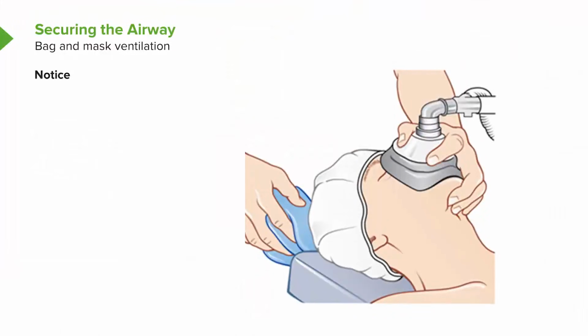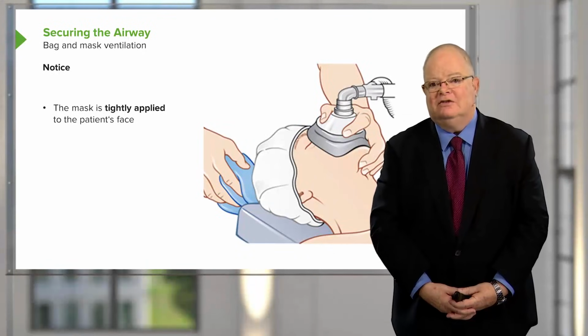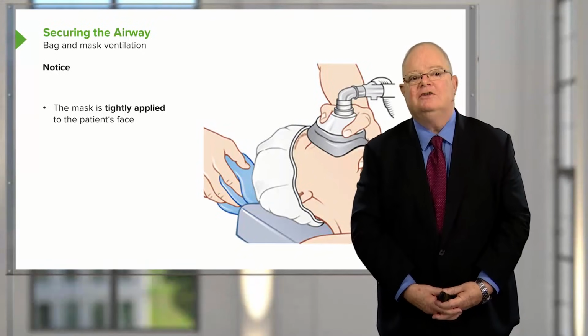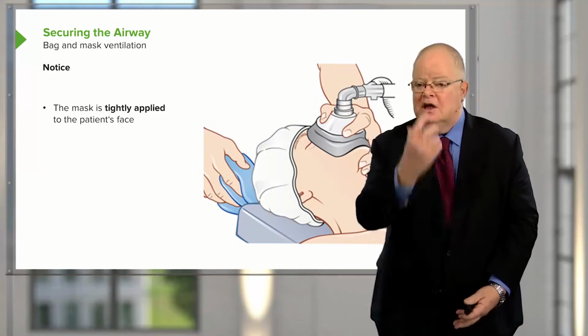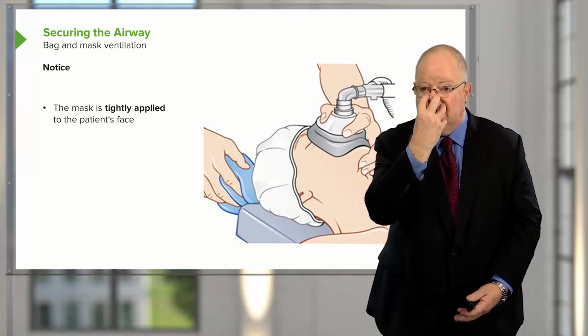I've mentioned bag and mask ventilation a number of times in these lectures, and this is what it looks like. Basically, the bag is on the anesthetic circuit. You've seen that in previous pictures. The mask is just a standard medical mask. It's placed over the patient's face to produce a seal around the nose and the mouth.